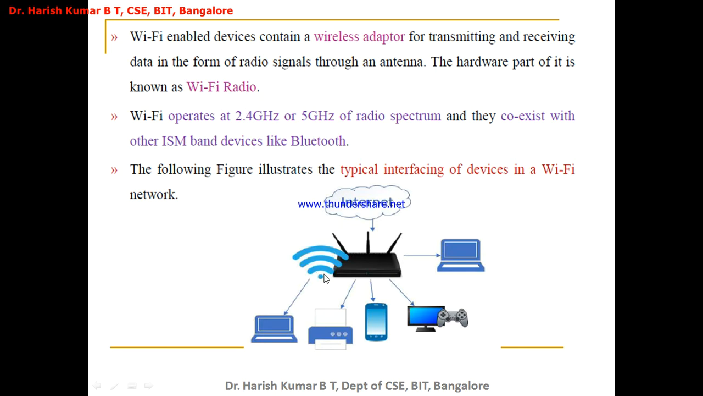This is the Wi-Fi, the picture you are seeing, and all these devices get a unique number called an IP address. Each one has its own IP address, and that is how this Wi-Fi router device will handle all of them. This is the wireless adapter, and it operates at 2.5 gigahertz or 5 gigahertz radio spectrum.